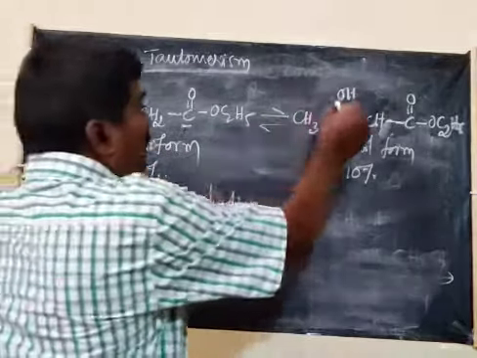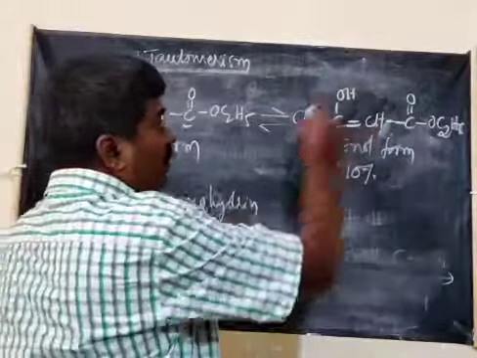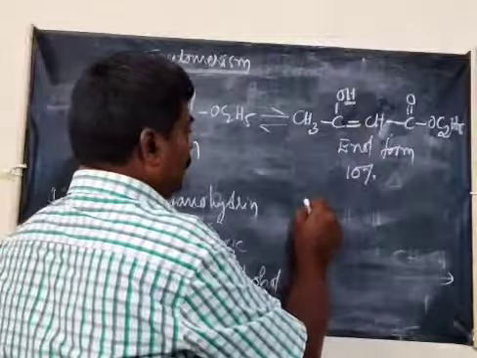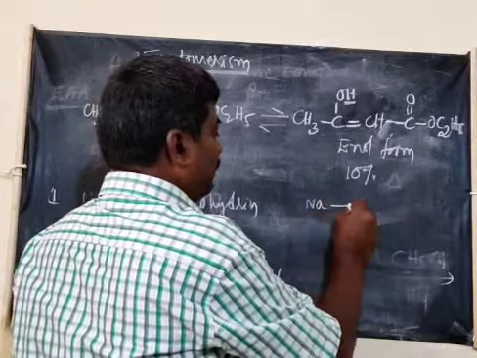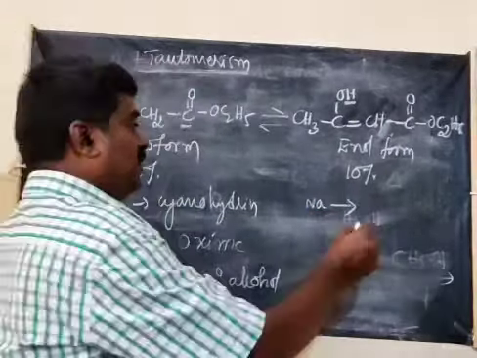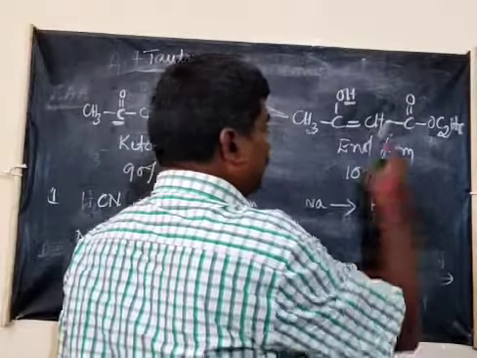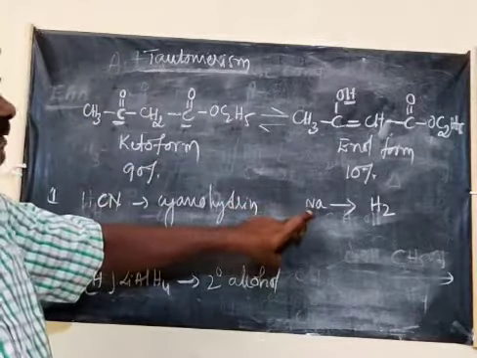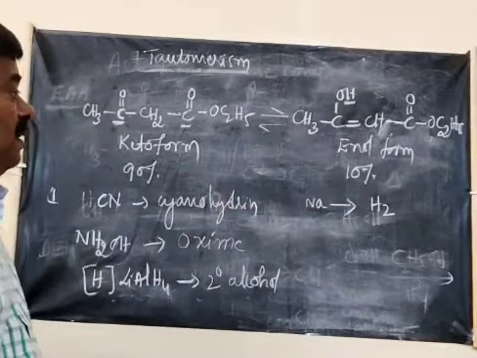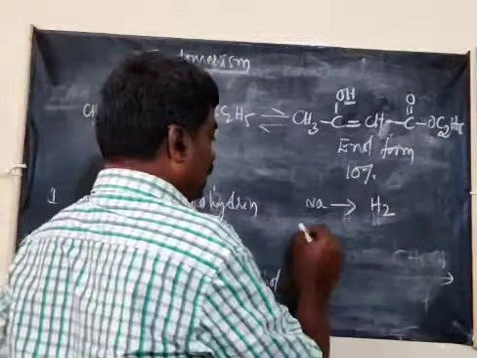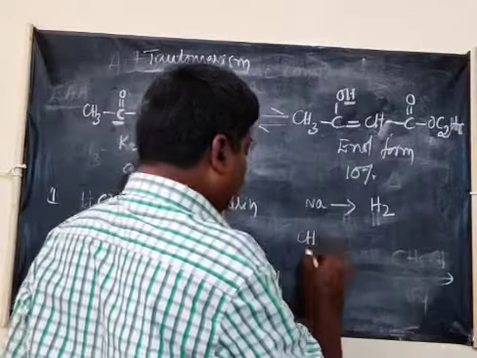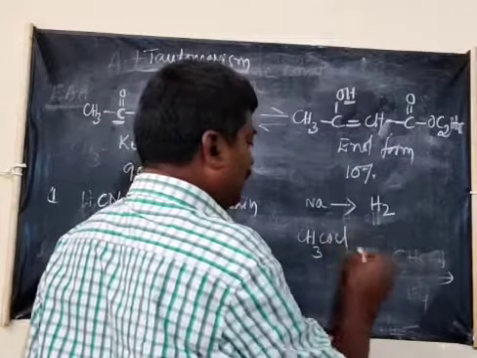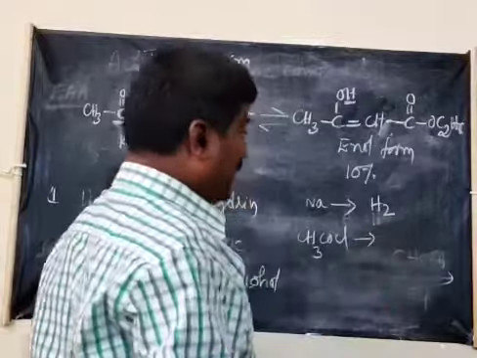Similarly, this is an enol form. So how do you confirm the enol form? Enol form means there is the presence of an OH group and a double bond. So if you treat with sodium, it liberates hydrogen gas. This ethyl acetoacetate, when treated with sodium, liberates hydrogen gas. Similarly, if you treat with acetyl chloride, CH3COCl, it forms the respective acetate.